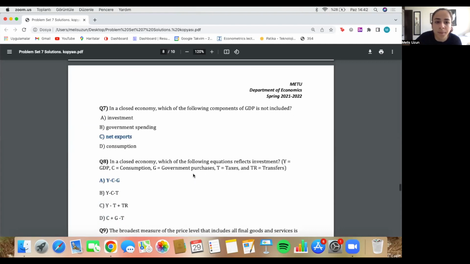So let's continue. In a closed economy, which of the components of GDP is not included? Closed economy means that the country doesn't export goods or import goods. Normally GDP is equal to consumption plus investment plus government expenditure plus exports minus imports. But in a closed economy, we have nothing to do with exports and imports. So we just calculate consumption, investment, and government spending. So net exports will not be included in GDP if it's a closed economy.